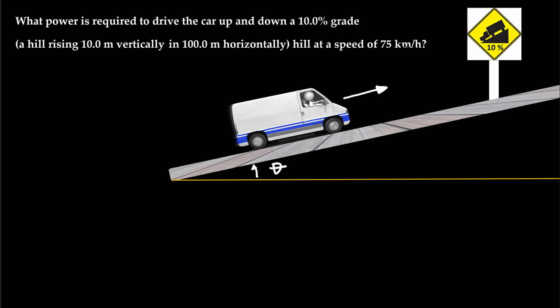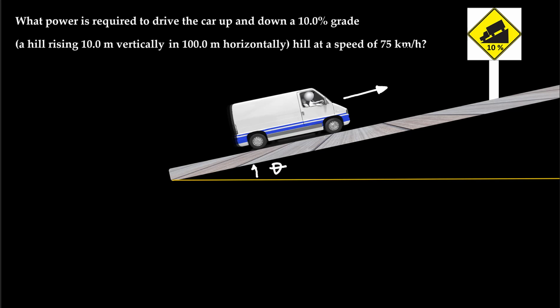I love this problem. If you're driving maybe from Los Angeles back to Fresno, California, you will descend a hill which is about a 6% grade and is pretty steep. So what does that mean? The question is, what power is required to drive the car up and down a 10% grade hill at a speed of 75 kilometers per hour?